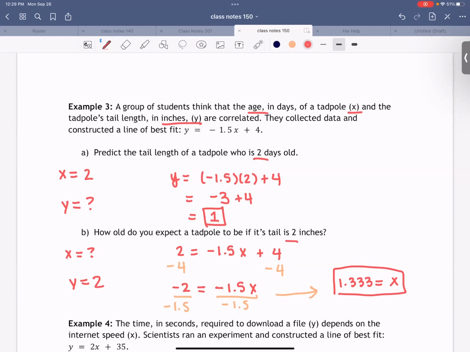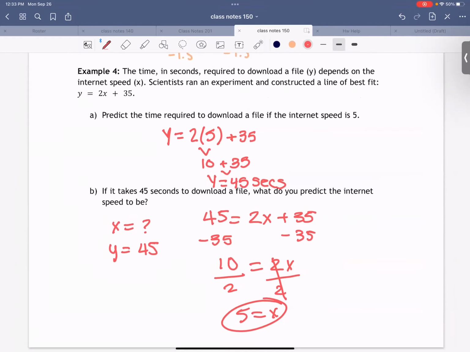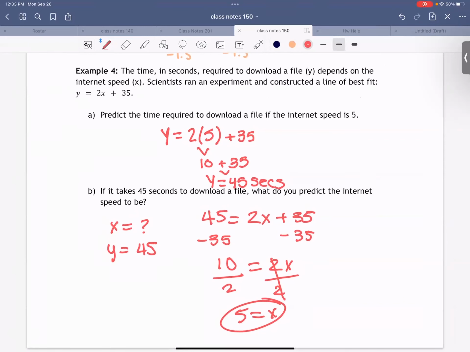All right. Try example 4. I'm going to give you a few minutes to work on this. If you're ever confused about what to plug in, write out the X and the Y and see which one goes in which spot. All right. Looks good as I've been walking around. Let's go through example 4 real quick.